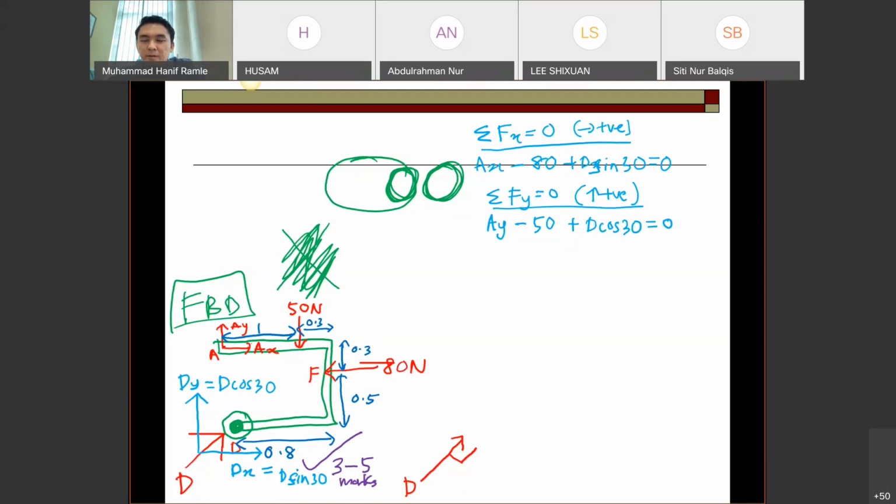Use moment. Yes, correct. We use moment. Moment, yes, correct answer. So which point do you want to take the moment about? Which point do you want to calculate the moment? Point A.